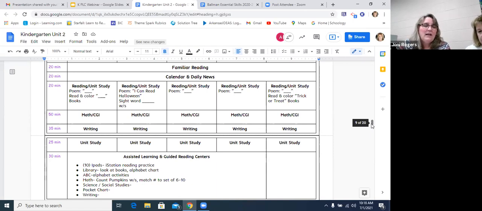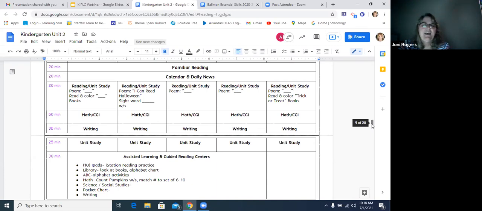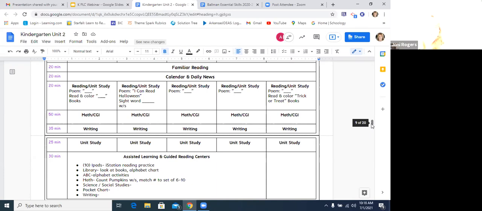So it's not taking more time out of our day. Even with our Haggerty lessons, with rhyming, we're going to come up with pumpkin words to rhyme. With our visualizing and verbalizing, we're going to think of a pumpkin: what does a pumpkin look like? We're going to use all those structure words just geared around a pumpkin.